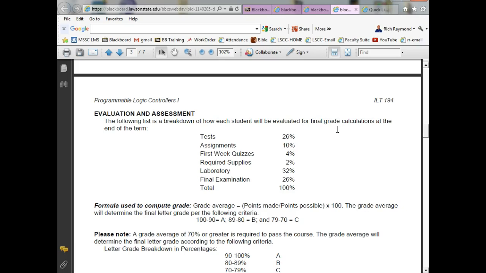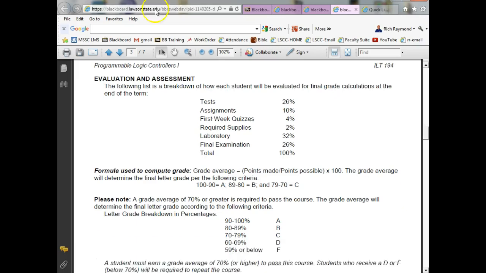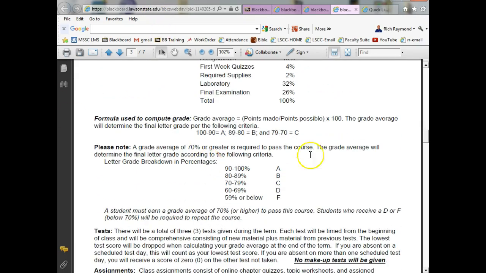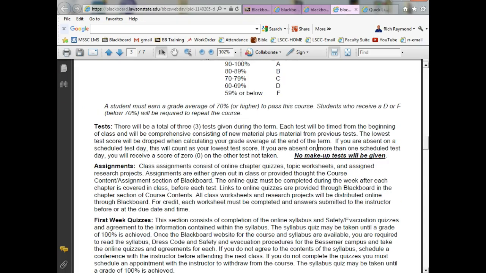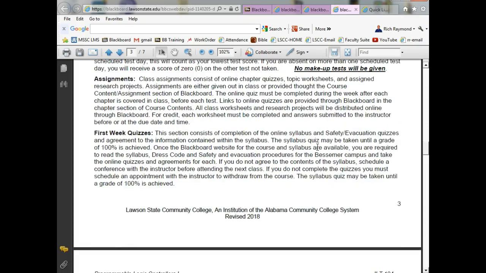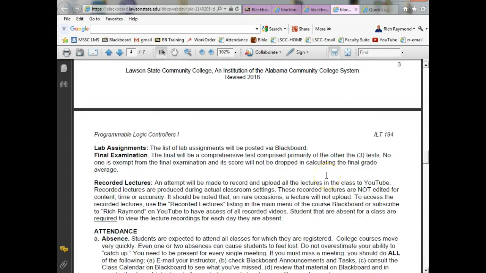So Lawson State considers a C to be passing. That's the lowest you can make in a course and not have to repeat it. So that means if you make a D or an F in the course at Lawson State, you're going to have to repeat the class. Everybody understand that? And make at least a C in every class. And this is the scale. That's what it says here. Tests, same thing. 3 tests. Assignments, first week quizzes, same in both.